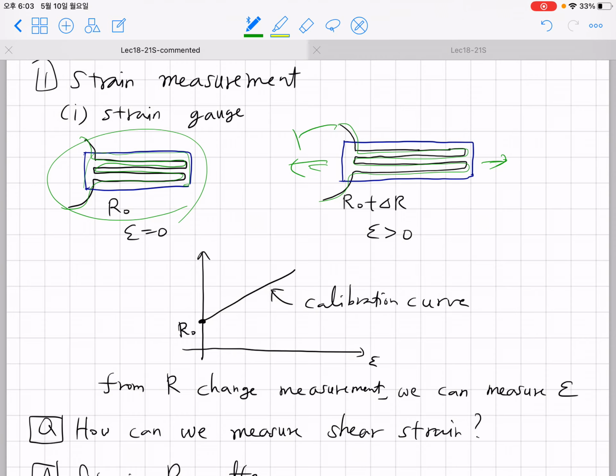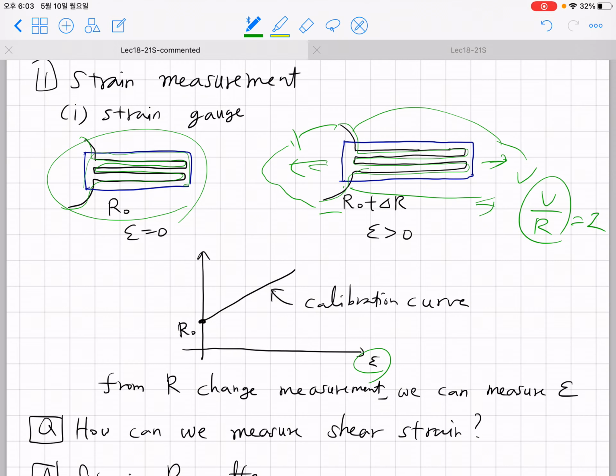So you can connect a voltage and try to measure the voltage here and the current here, and by measuring the current, you can measure the resistance. And what you can do is, as a function of strain, you can obtain the curve of the change of resistance. Of course, resistance would increase over strain, and out of this calibration curve you can predict the strain after making this calibration curve.